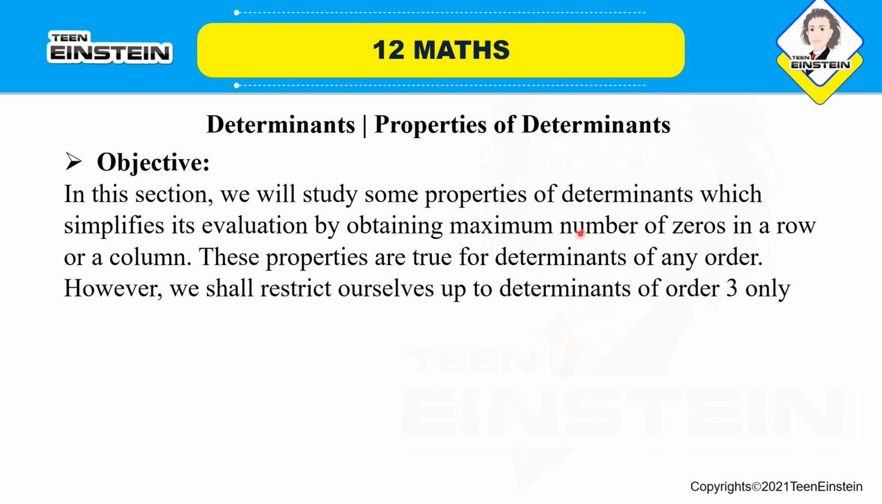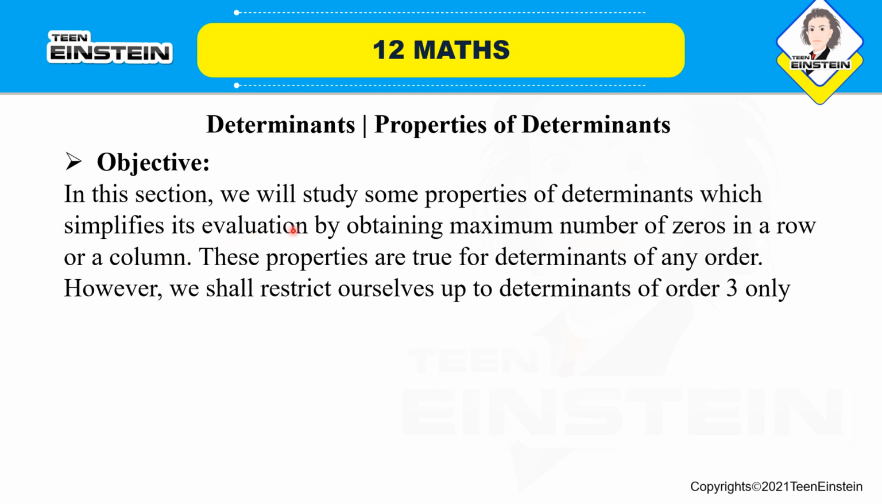That means by using properties of determinants, we can evaluate the determinant, right? The values will get simplified. So we are using the properties of determinants in the evaluation process to make the values simple. How to obtain maximum number of zeros either in a row or a column.